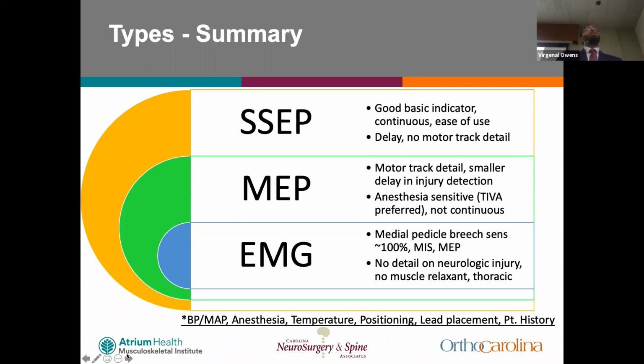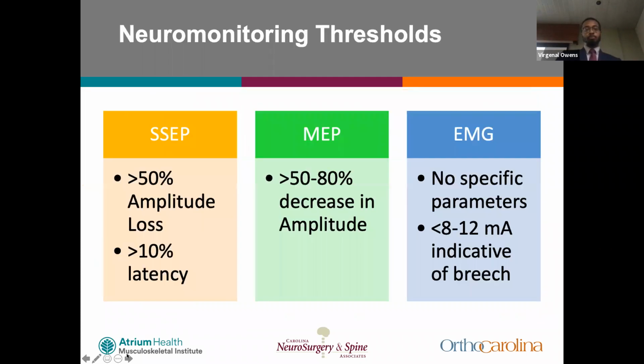But of note, all three of these can be affected by the stuff I listed at the bottom: blood pressure, anesthesia, temperature, positioning, lead placement, and patient history. All of these can affect these values in different ways to varying degrees. So it's important to consider all of these, which we'll talk about later too.